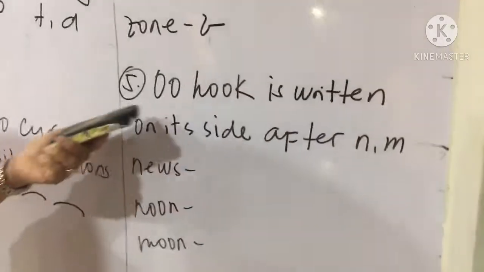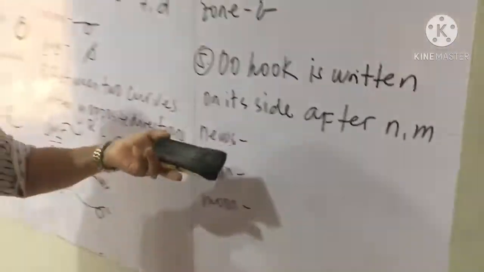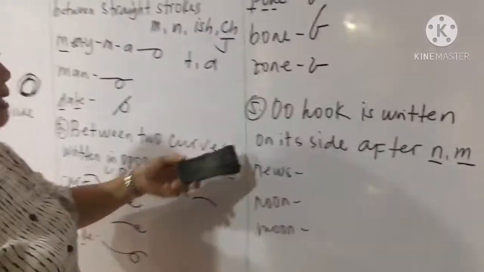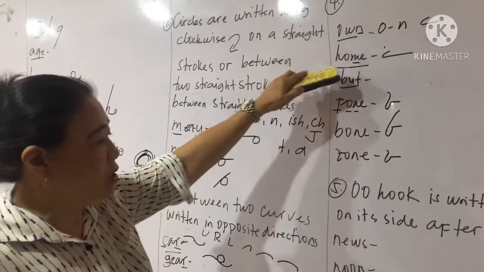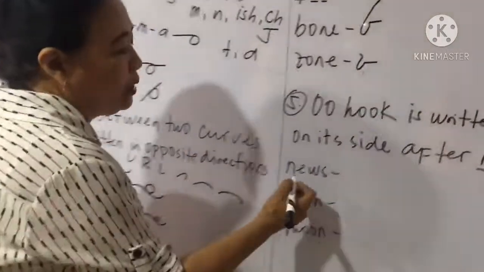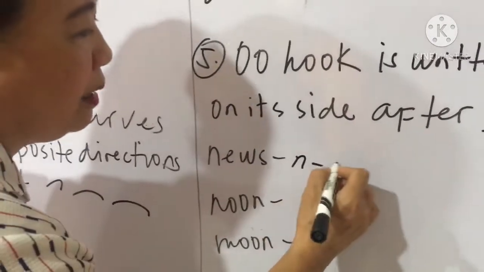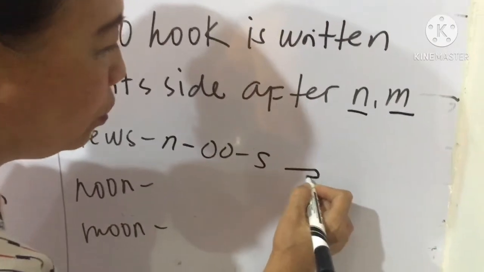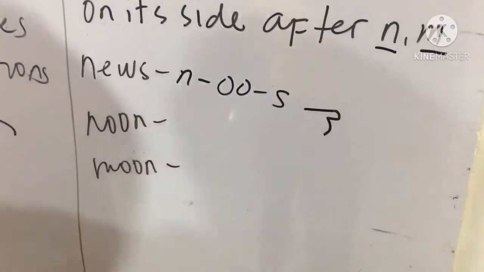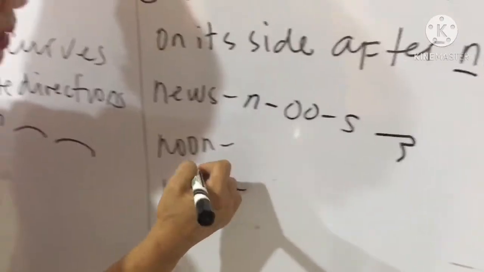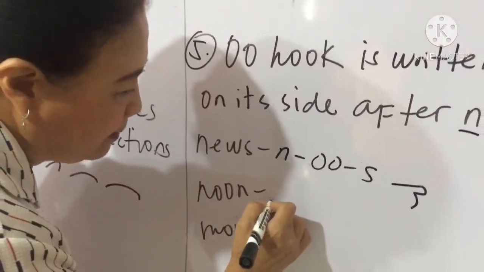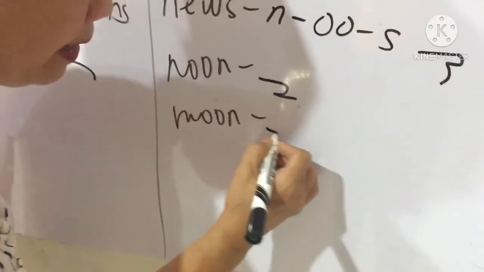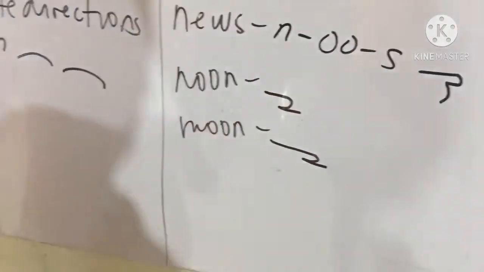For long U, the long U or hook is written on each side after letters N and M, like the O when it is joined to a straight stroke also. For the word news, we have N, long U, and S. So we have letter N, then long U, and S. Noon: in between two strokes, the long U is also written on each side. We have N, long U, and N. For the word moon, we have M, then long U, and N.